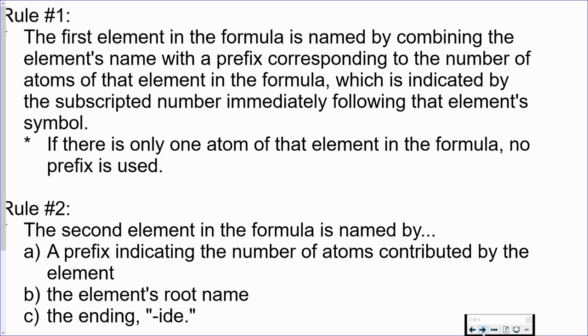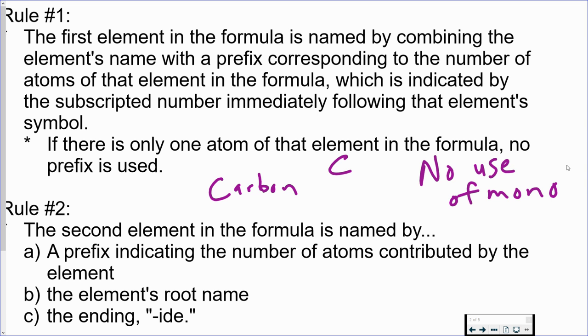When you're writing these, for the first element, you're going to write the full name and the prefix in front of it. For example, if it were carbon, you would write just carbon. It would be capitalized, but it would just be carbon. Now, notice how it would be a 1, but we do not use mono on the first element.